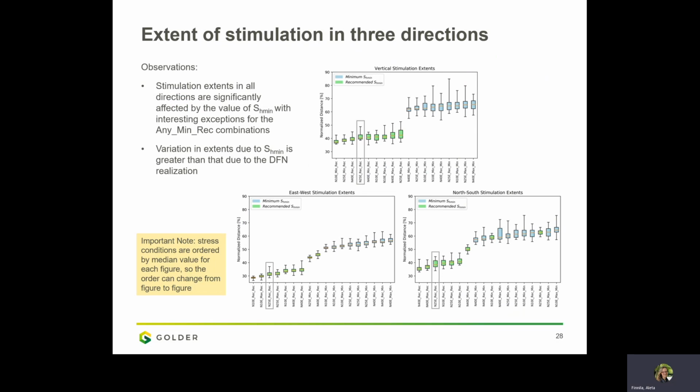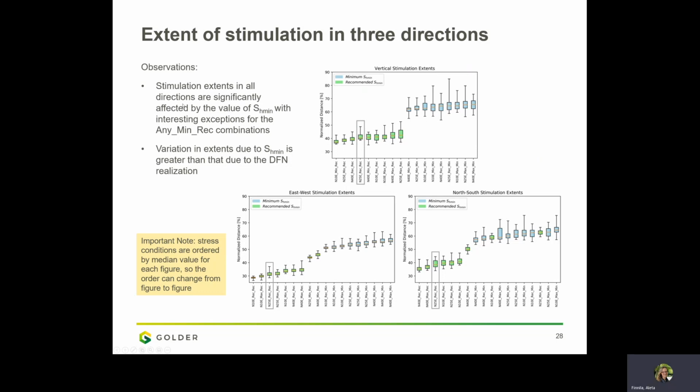In this slide, we're seeing that same plot again of the vertical stimulation extents, as well as the east-west stimulation extents and the north-south stimulation extents. And again, just note that the order of the stress states gets changed. They're ordered by the median value, so they can be different from plot to plot. But once again, the most likely stress conditions are outlined in gray for each of them.